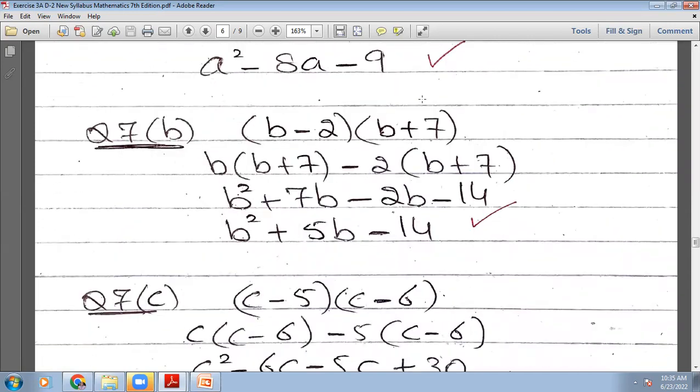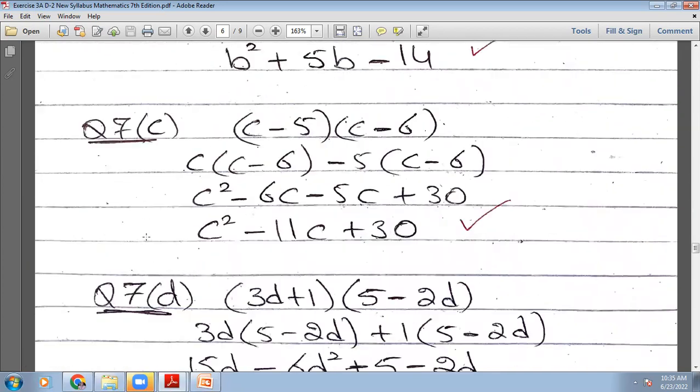Here we go. So this will multiply with the first bracket, and then this will multiply with the second bracket. So you can see b bracket (b + 7) and minus 2 bracket (b + 7). So it will become b² + 7b, and this negative will change the sign. So you will have minus 2b minus 14. So you will have b² plus, these can be simplified, so it will be plus 5b minus 14.